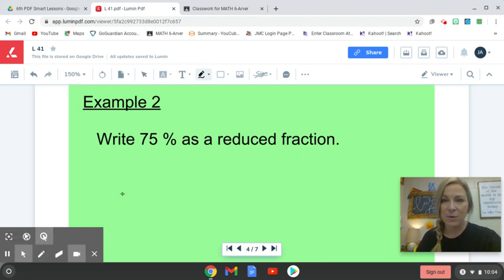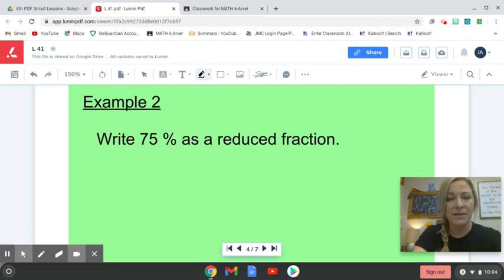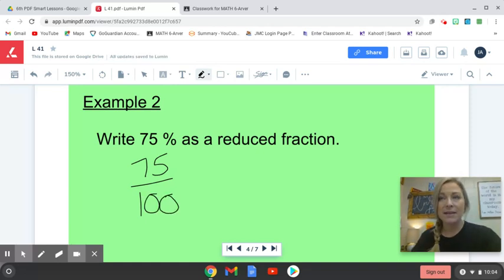So the first thing that I'm going to do again is set this up over 100. That's how percents work. 75% is 75 out of 100. Write this as a reduced fraction. Well, 75 hundredths is a fraction, but we need to reduce that. We definitely need to reduce that down.